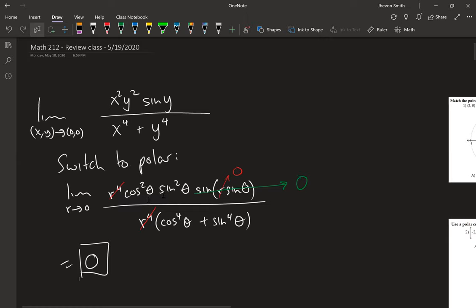So this is just to remind you, sometimes the switching to polar strategy, don't forget that strategy. And by polar here, I mean polar coordinates. So you can switch something to like x is r cosine theta, y is r sine theta, x squared plus y squared equals r squared. You can also use r approaches zero to replace (x, y) approaches the origin.